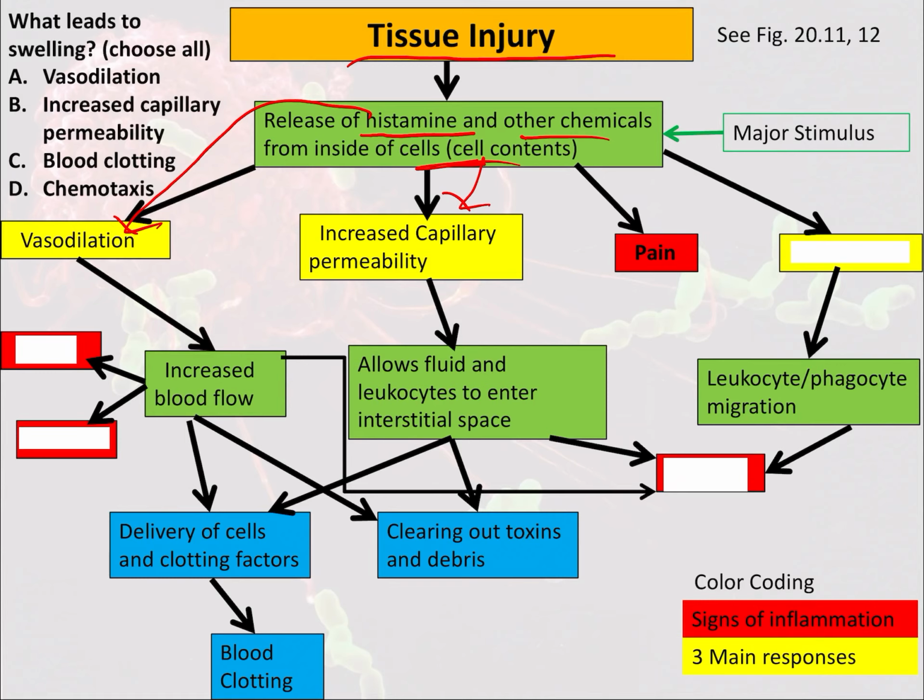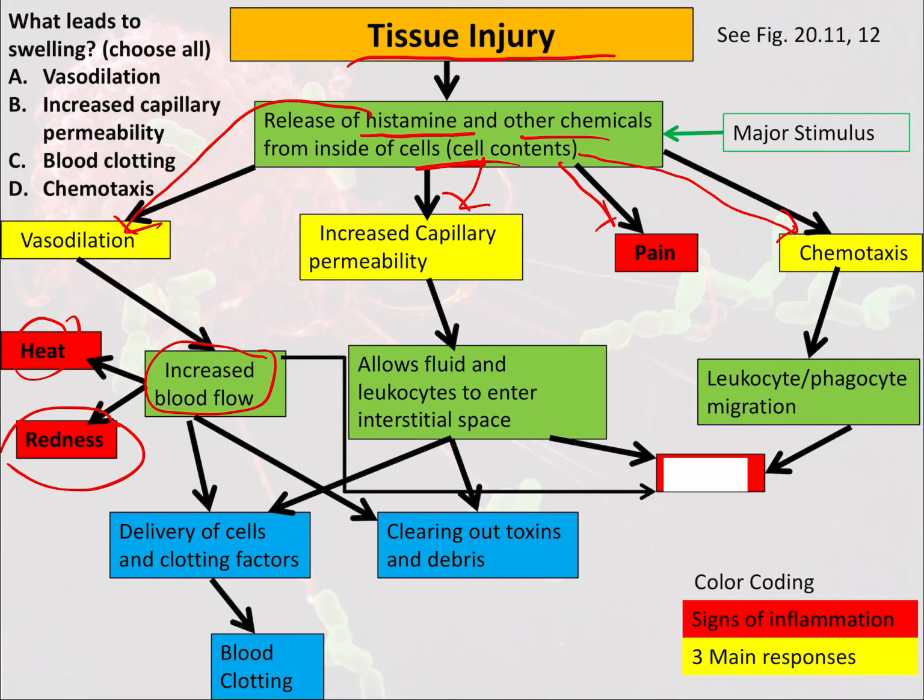And we directly get pain because of cell contents, okay? And we also get chemotaxis, again, because some of those cell contents are stimulating that. Okay, so what does vasodilation lead to? Well, obviously that leads to increased blood flow, and that increased blood flow leads to heat, one of the signs of inflammation, also leads to redness, another sign of inflammation. And we can see that increased blood flow causes delivery of cells and clotting factors, so we get blood clotting. Also leads to clearing out of debris and toxins, which is good.